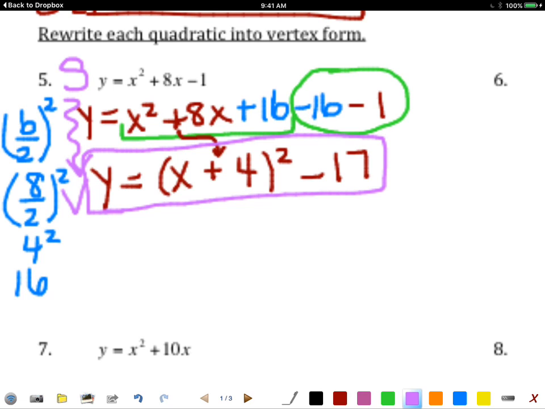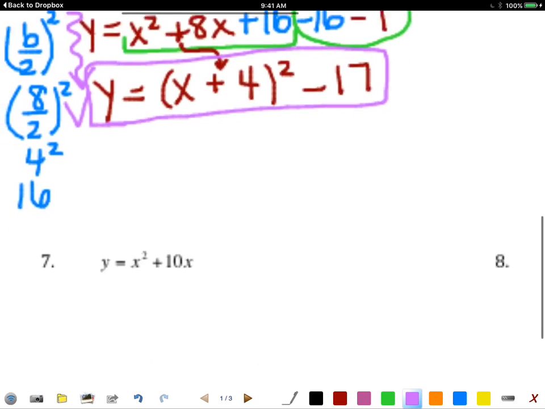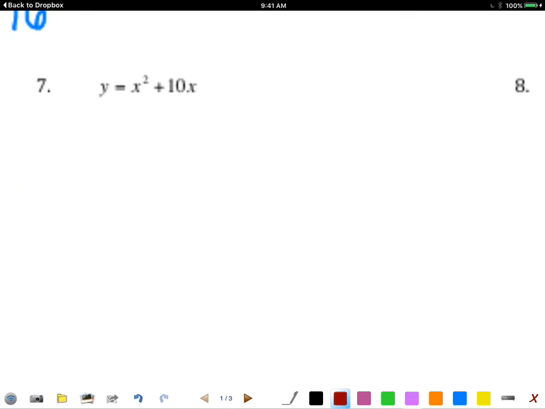Okay, now number 6 is going to be just like number 5. You're going to do that one at home. Okay, let's look at number 7. All right, we're going to do the same thing. So we need to write this in vertex form. So we're going to have x squared plus 10x, and then typically we leave a space and write that other number, which is our c. Our c is the one that has no variable, but we don't have one, so that's okay.